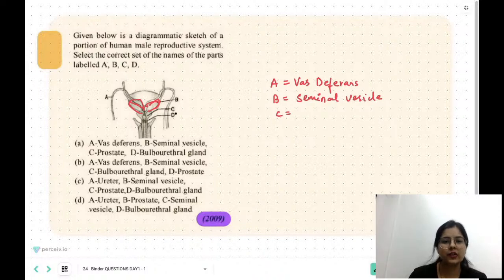C basically represents your prostate gland, because it is an unpaired gland. We saw this also. It is a single gland over here. So this is a prostate gland.